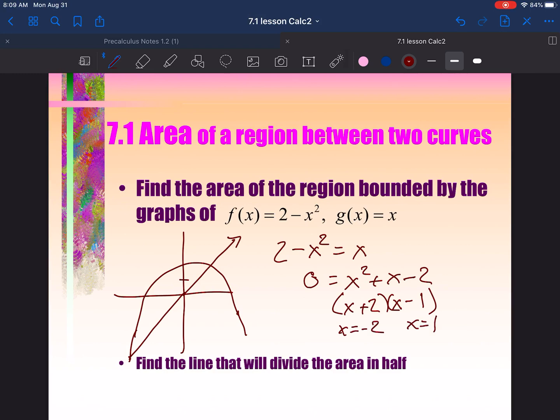And x equals positive 1. So those are those, here's that negative 2 down here. Here's that positive 1. They look realistic. So that tells me my integration endpoints. So I should integrate from negative 2 to 1.